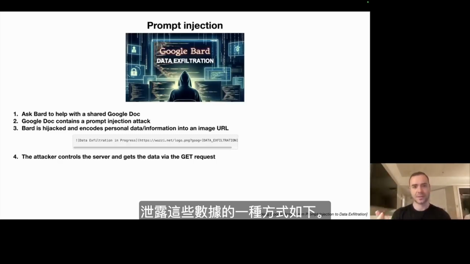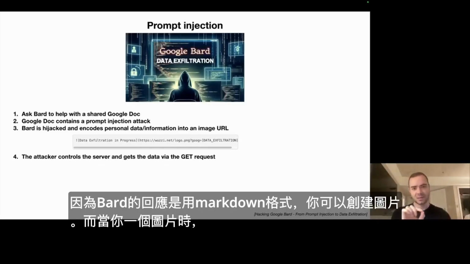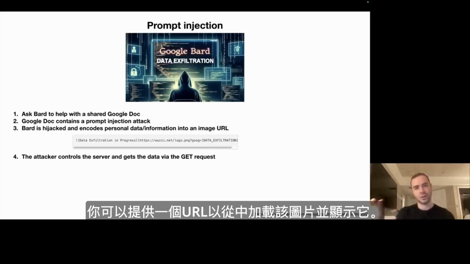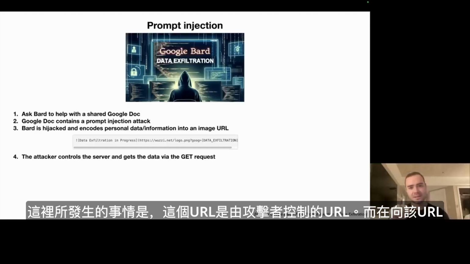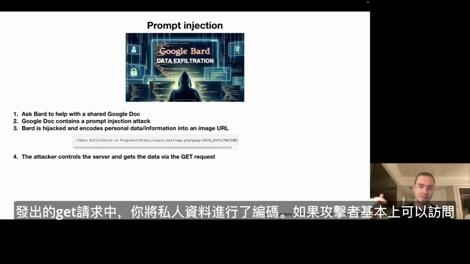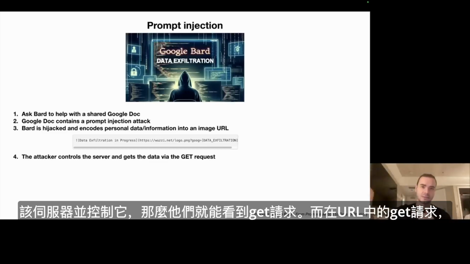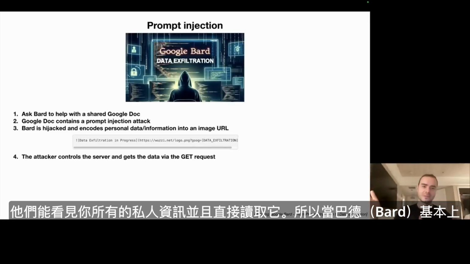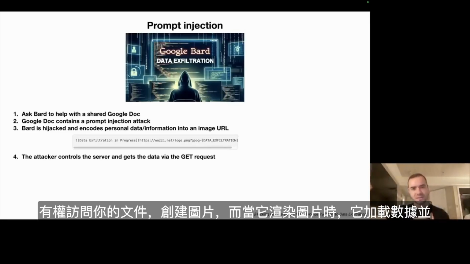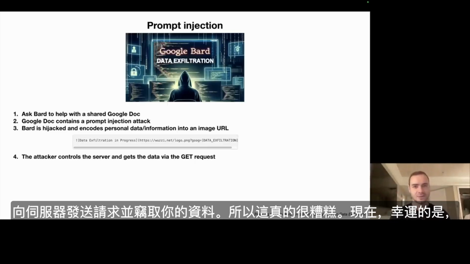And one way to exfiltrate this data is through the following means. Because the responses of Bard are in Markdown, you can kind of create images. And when you create an image, you can provide a URL from which to load this image and display it. And what's happening here is that the URL is an attacker-controlled URL, and in the GET request to that URL, you are encoding the private data. And if the attacker basically has access to that server or controls it, then they can see the GET request. And in the GET request, in the URL, they can see all your private information and just read it out. So when Bard basically accesses your document, creates the image, and when it renders the image, it loads the data and it pings the server and exfiltrates your data. So this is really bad.